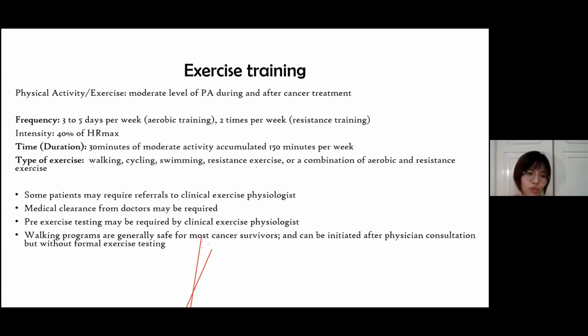Coming to phase 2, intensity: we need to calculate the intensity, either using heart rate reserve or heart rate max. For duration, at least 30 minutes of moderate exercise, accumulating 150 minutes per week, either jogging, running, swimming, resistance, or a combination of exercises. Before they go into exercise, they will ask you, hey, can I go exercise or not? We need to educate the patient also. The patient might require a reference letter from the doctor to the personal trainer or clinical exercise physiologist. Medical clearance is required, or pre-exercise testing is required also.